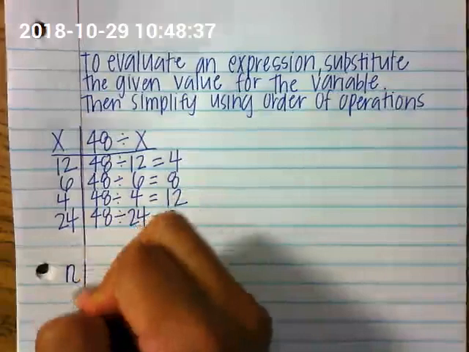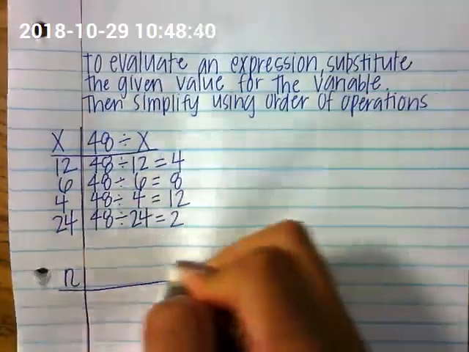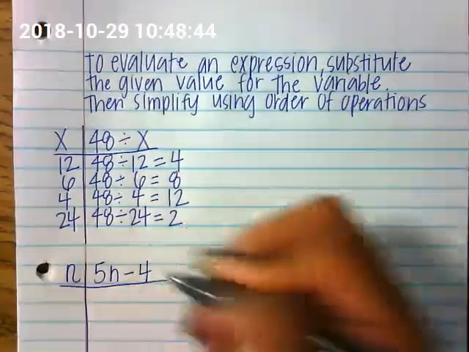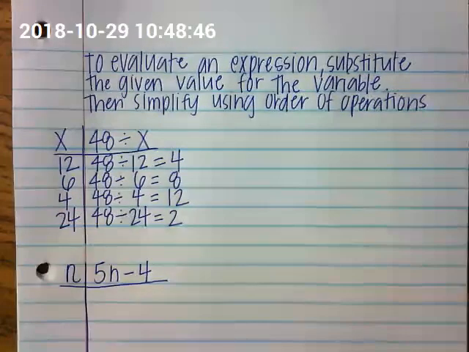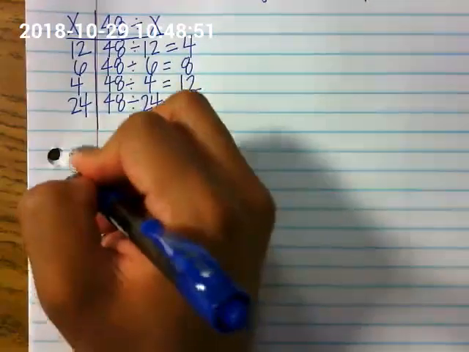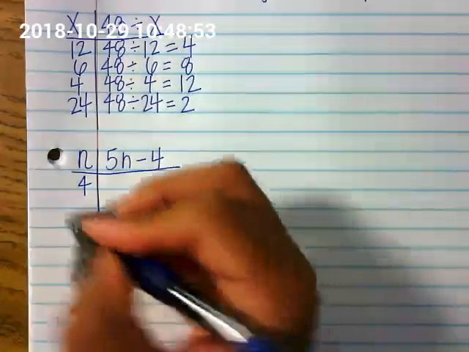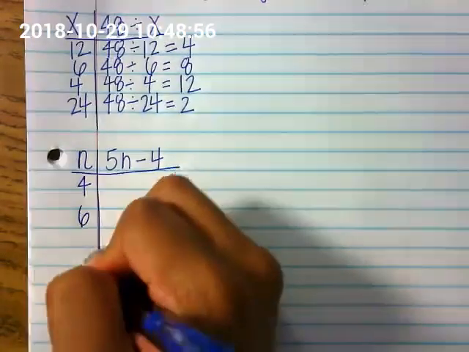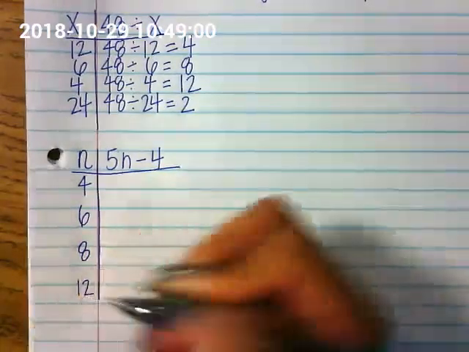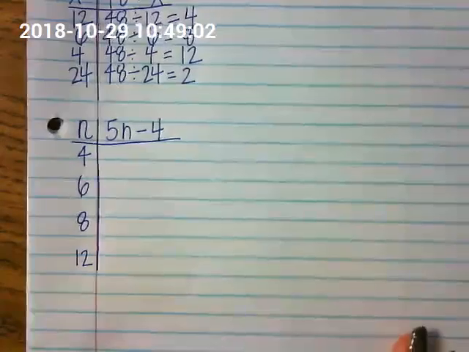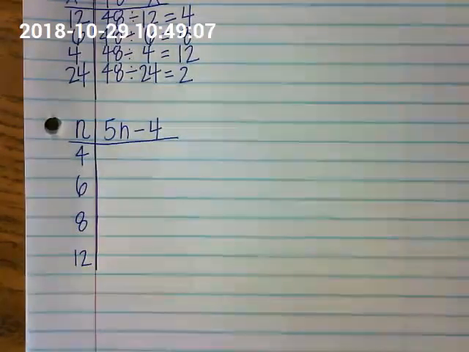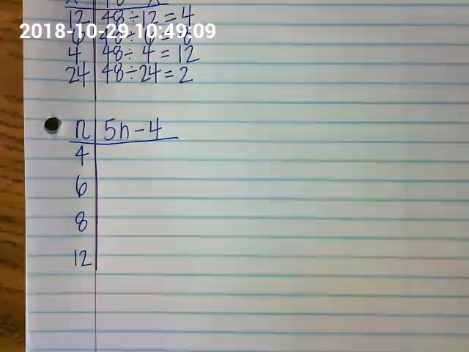This time I'm going to use the variable n. Our expression is 5n minus 4. n is going to be equal to 4, 6, 8, and 12. So I want you to plug the variable n into the expression and then solve.